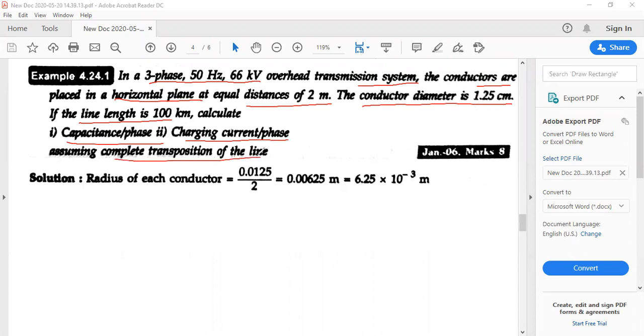So you say that it has been completely transposed. What we can generally see is equal distances are being there. Okay, equal distances are being there. So how do you find out equal distances of 2 meters? Yeah, so you can write the side of the triangle to be 2 meters there.